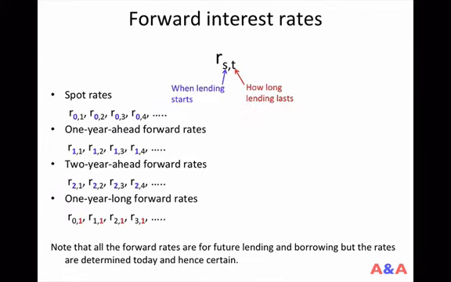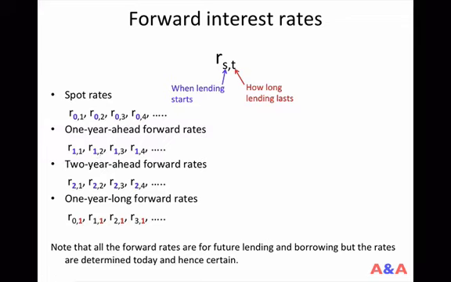Let's get used to some notations. So today all the interest rates have two subscripts, and the first subscript indicates when lending starts, and the second subscript indicates how long the lending lasts. For example, all the spot rates have the first subscript equal to 0, because for these interest rates the lending starts immediately. For 1 year ahead forward rates, the first subscript is always 1 because it starts in 1 year. R sub 1 lasts for 1 year, R sub 1 2 lasts for 2 years.